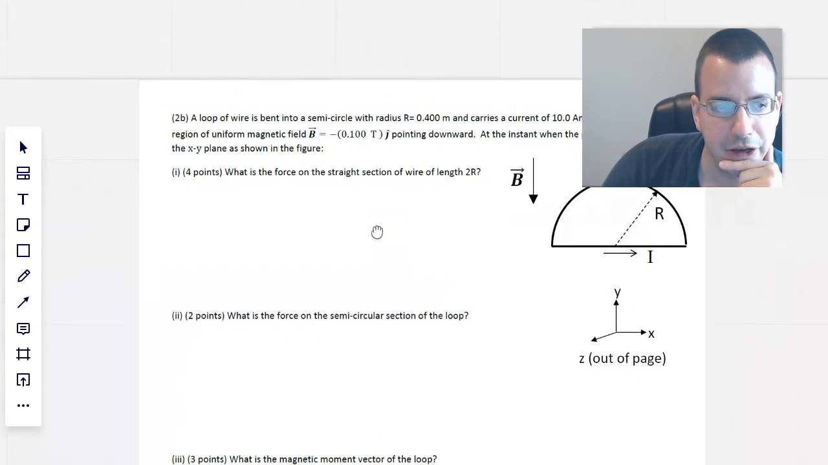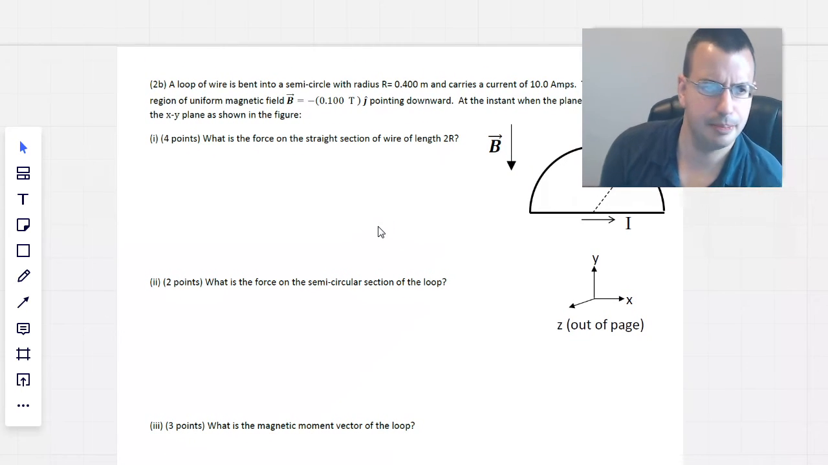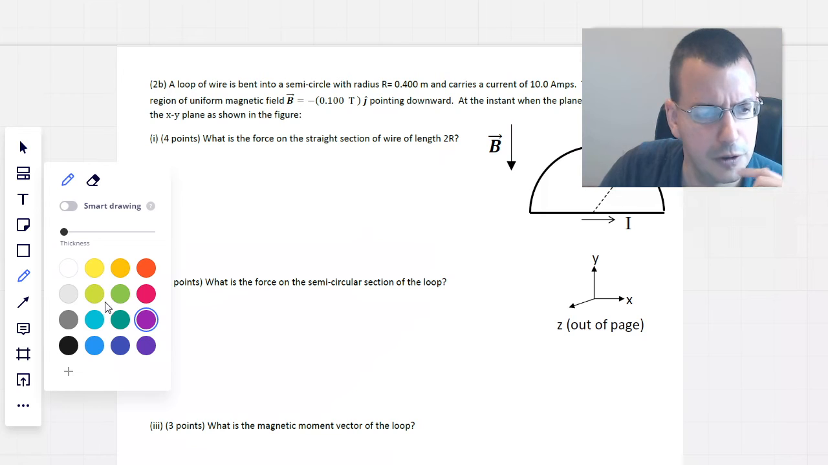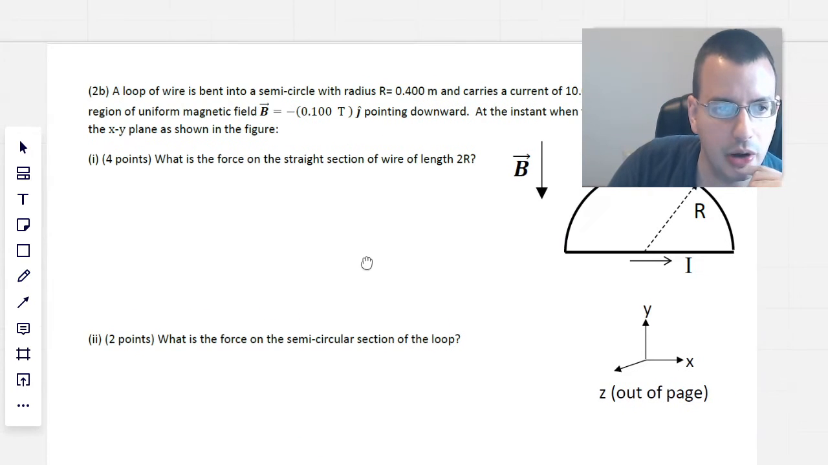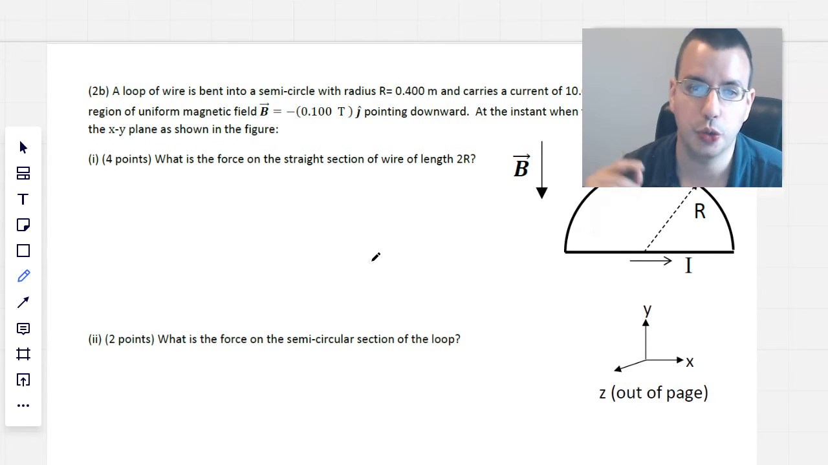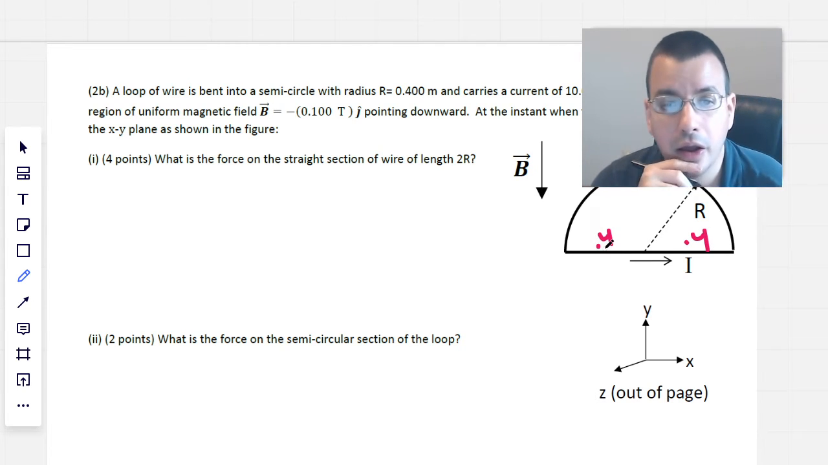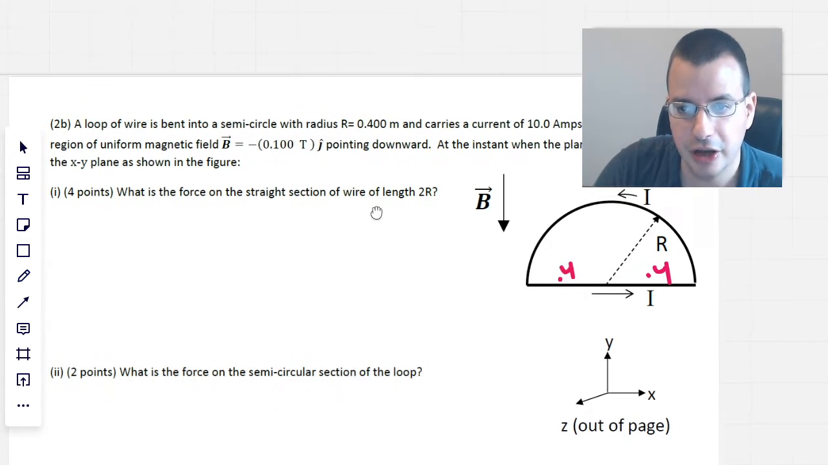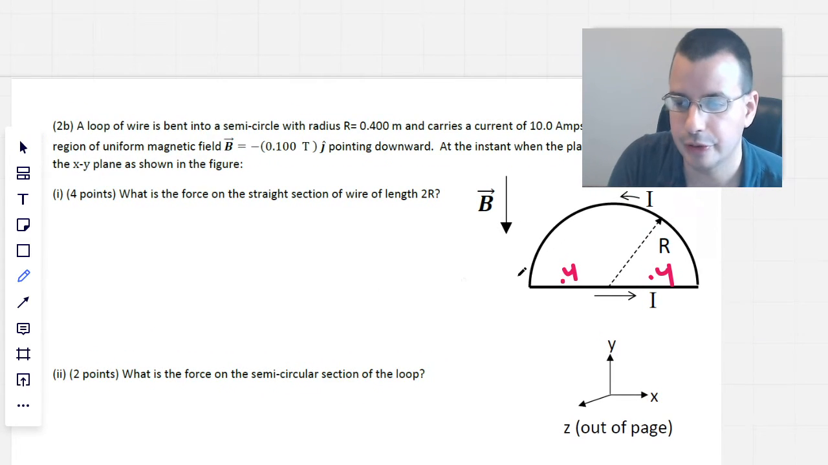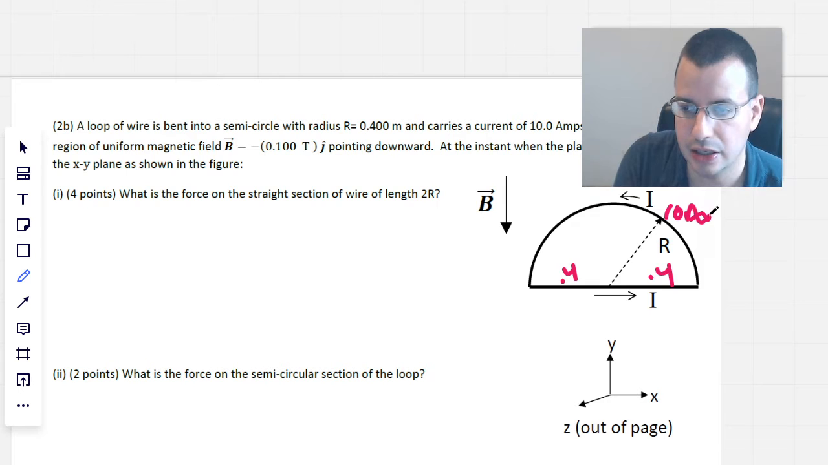Okay. Next problem, part 2. Part 2B. Bravo, potentially. Not sure. So we have a loop of wire which is bent in a semicircle with a radius of 0.4 meters, and carries a current of 10 amps. Okay, 10 amps.